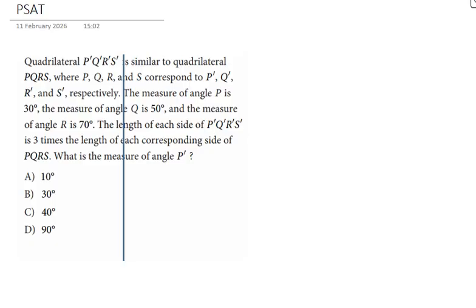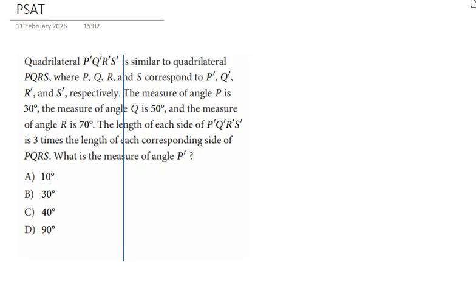So we are told that quadrilateral P dash Q dash R dash S dash is similar to quadrilateral PQRS. Now when two figures are similar, two important properties hold. First, all corresponding angles are equal, and second, all corresponding sides are in proportion, and this is very important. Similarity affects the lengths of the sides, but it does not change the angles. So even if the figure is enlarged or reduced, the angle measures remain the same.